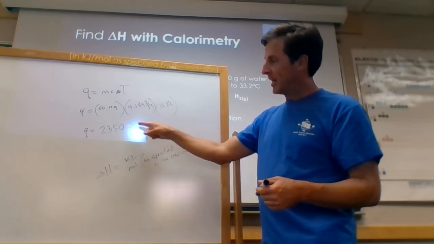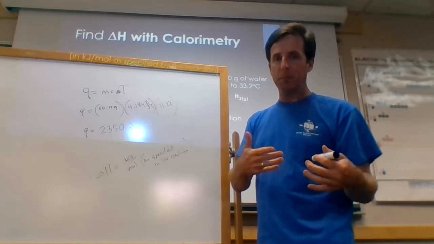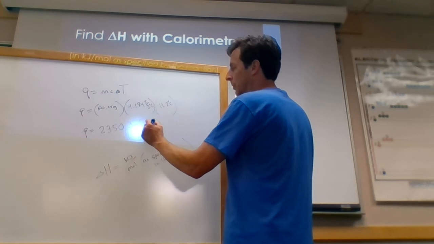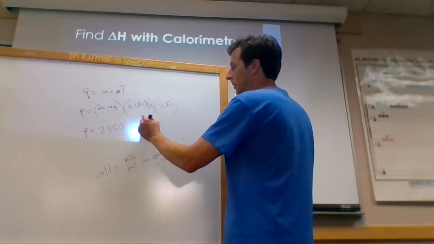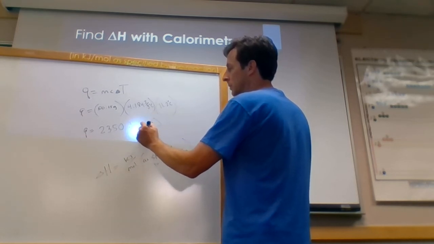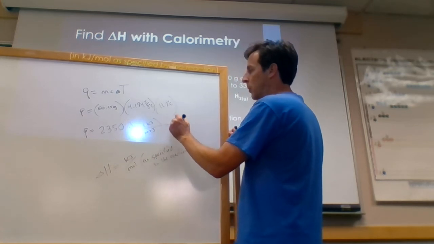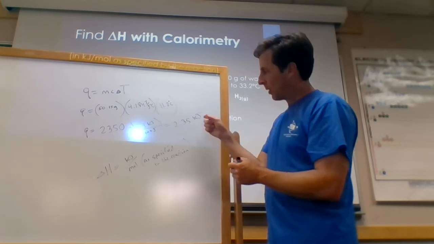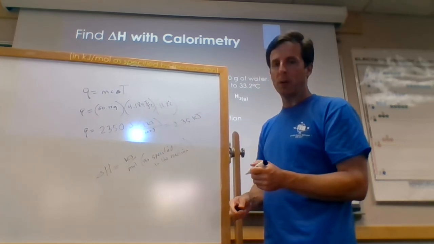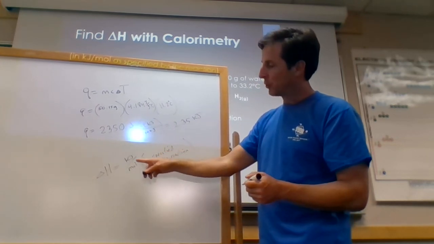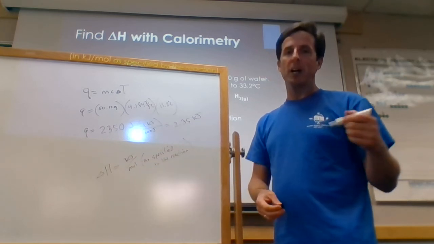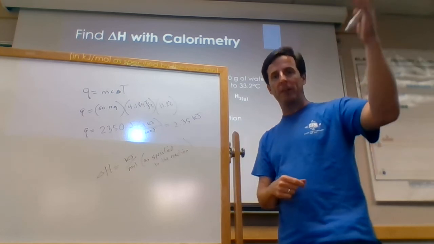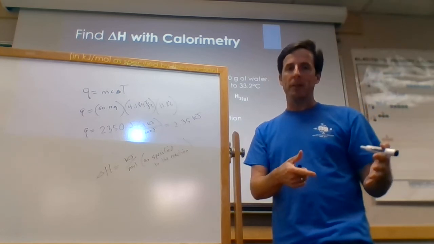So I need to change the joules to kilojoules, obviously. So I'm going to divide by 1,000 joules to 1 kilojoule. So that's going to be 2.35 kilojoules. Okay, so I'm now closer to what I need for delta H than I was before, but it needs to be the kilojoules per mole, specifically of the limiting reactant, which, when I dropped in the 0.15 grams of sodium into the 50 grams of water, the sodium is going to be the limiting reactant there.